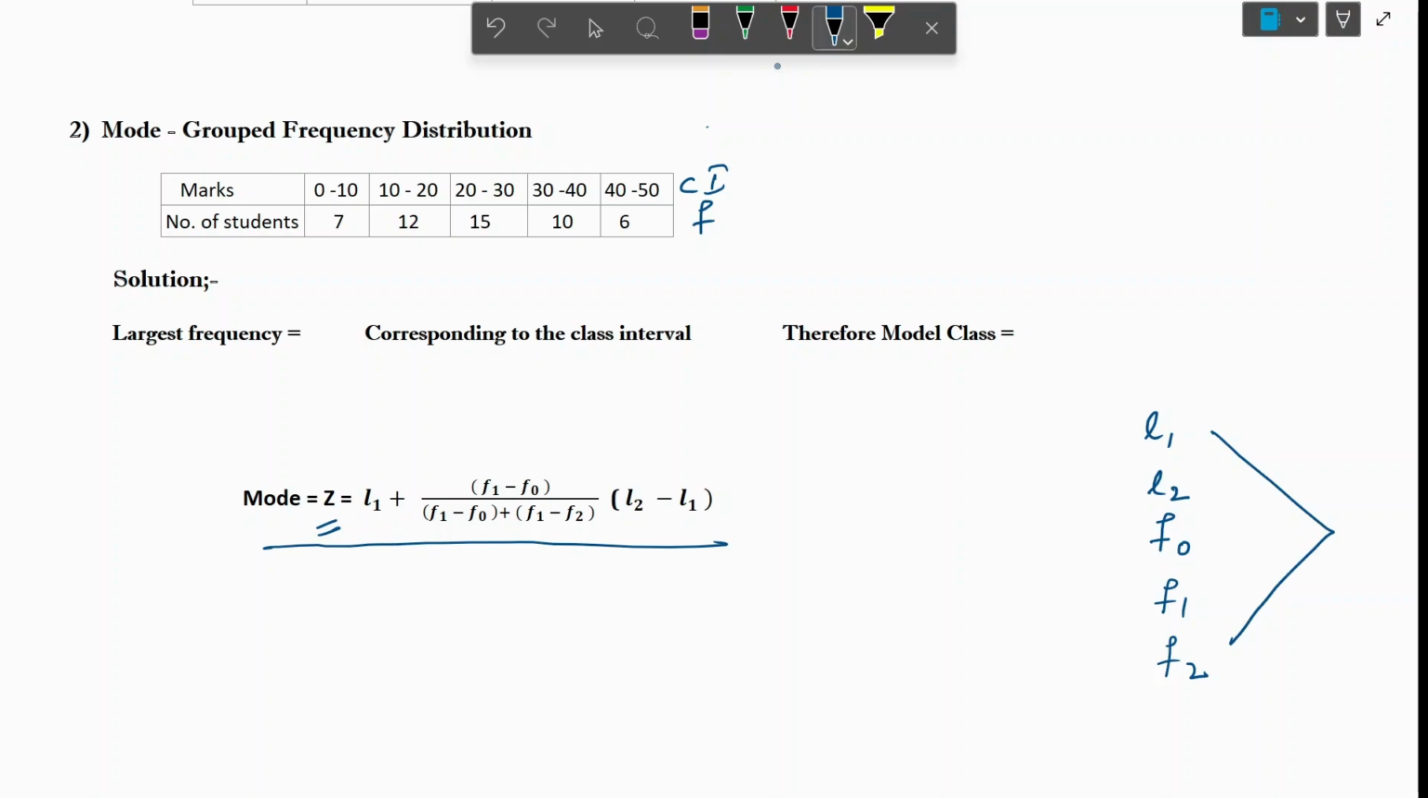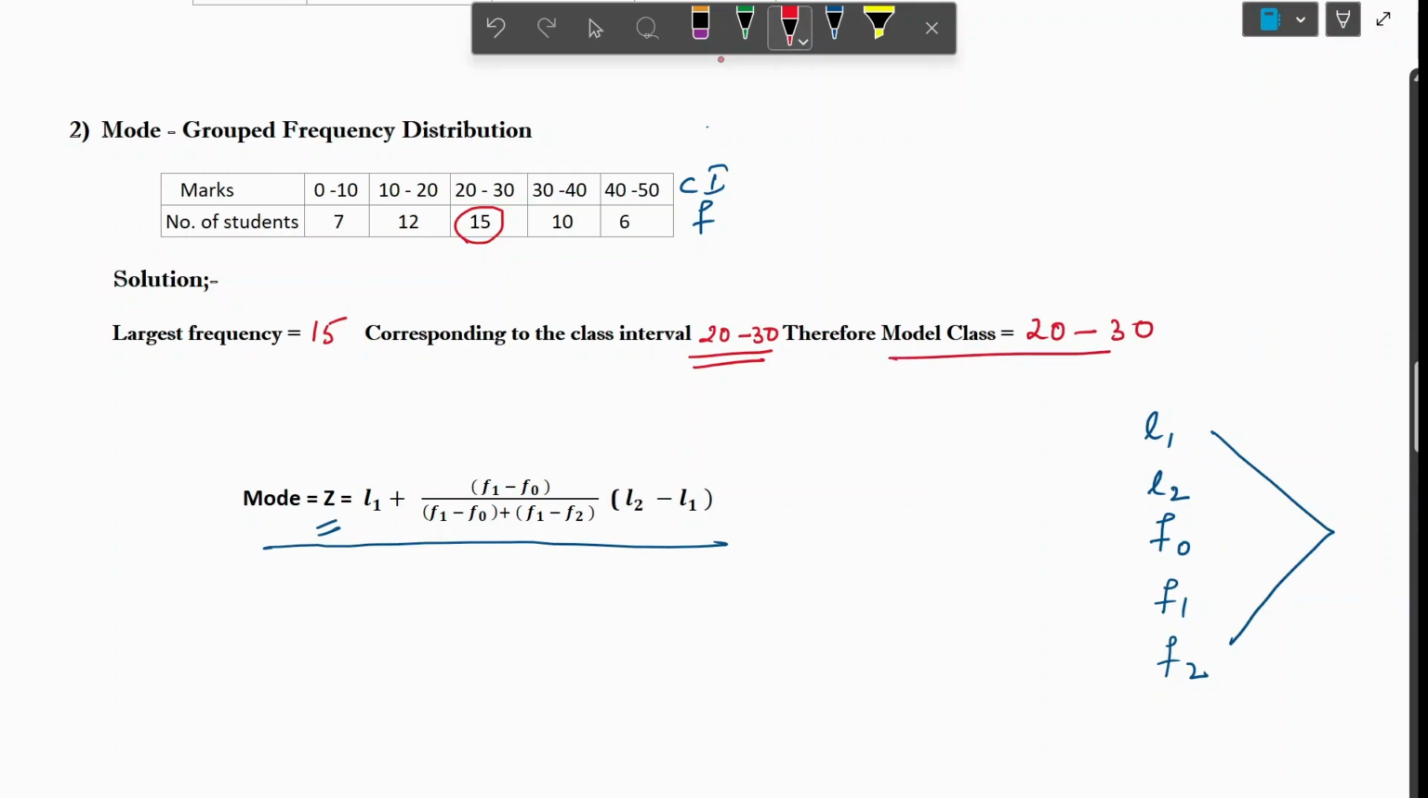Now, how do you find these values? What is the first step? Here, there is no need to create any column. From the question itself, you can make out. First, see which is the highest frequency. Among these, 15 is the highest one. Correct? That means the largest frequency is 15. According to this largest frequency, what is the corresponding class interval? That is 20 to 30, right? That means this class interval is called the modal class.